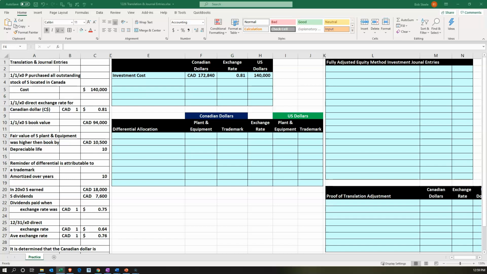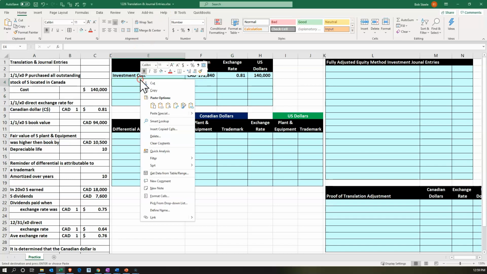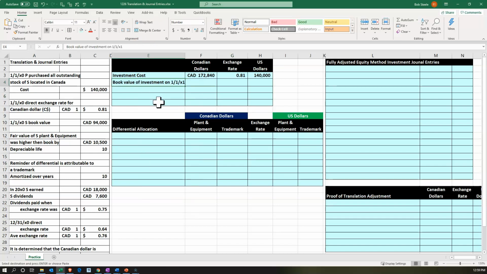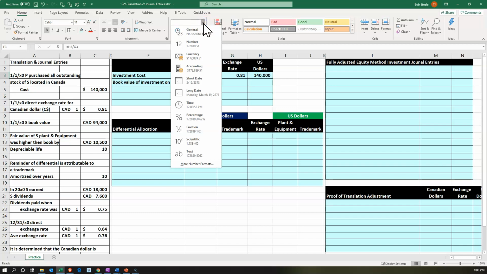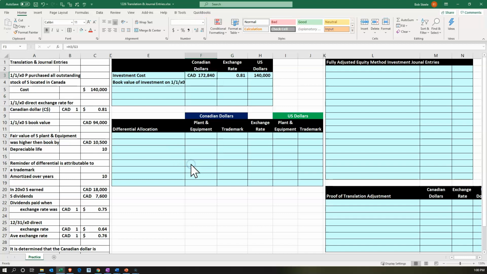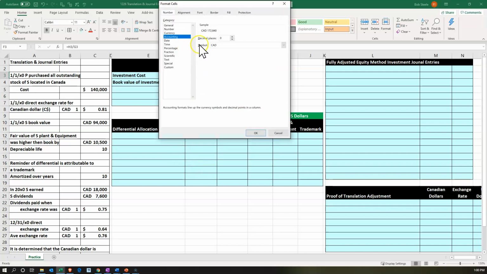So the book value of the investment, I'm going to put here. I'm going to paste it there, and that was given to us in Canadian dollars. So we now have the 94,000 Canadian dollars. And notice the difference in the dollars that we're using here. The way you can differentiate the dollars is, if I want these to be Canadian dollars, you can go to the drop down, go to more, and then currency. So if there's any change, you can change the currency here to whatever you would like.